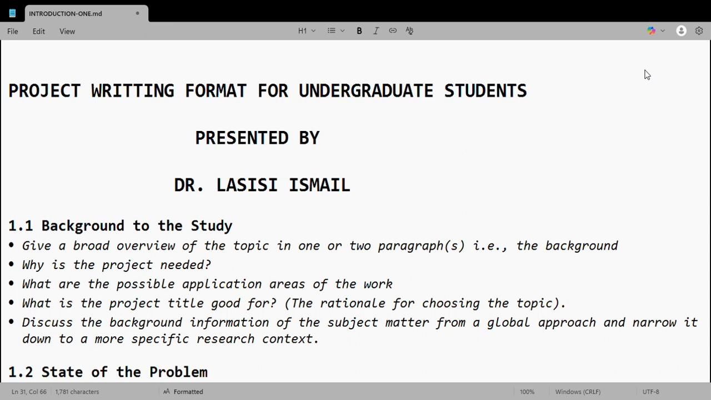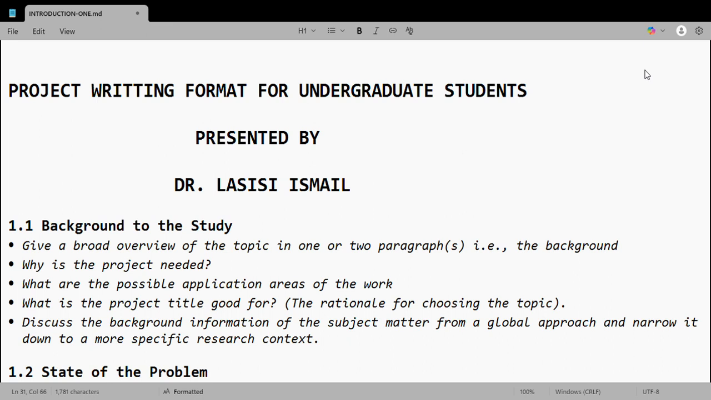So for the background to the study, a student should give a broad or brief overview of the topic in one or two paragraphs. Why is the project needed? A student should be able to provide the reason why the project is needed. What are the possible application areas of this study? And what is the project title good for? Meaning, what is the rationale for choosing this particular topic?